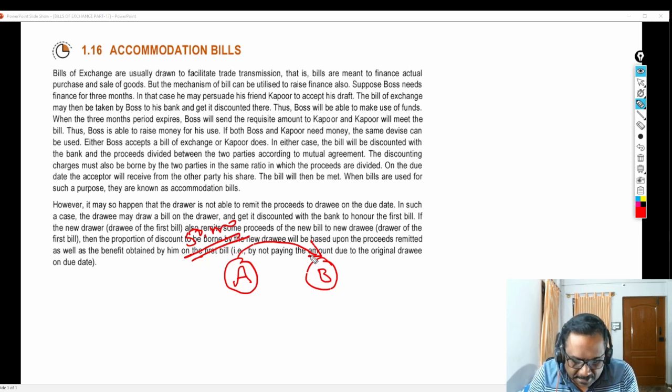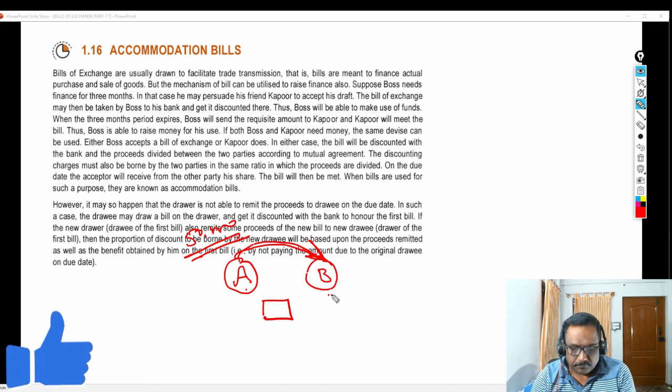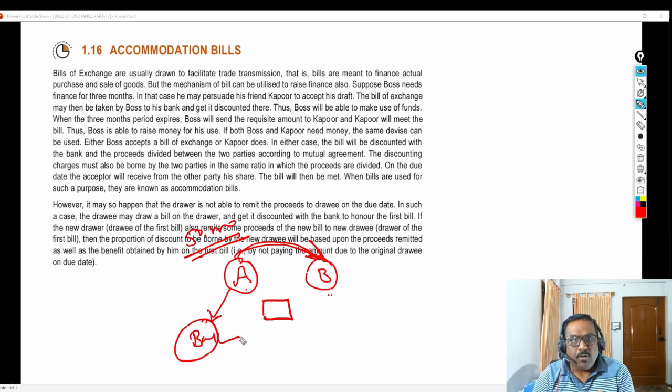Let me repeat again. A approached B for 50,000 rupees. B said, I don't have money. Then he requested A to write a bill. A will draw a bill on B and B will accept. A will go to the bank, discount this bill and get the amount. Let us understand that A has written a bill for 3 months. B accepted, and A went to the bank, discounted the bill and got the cash.